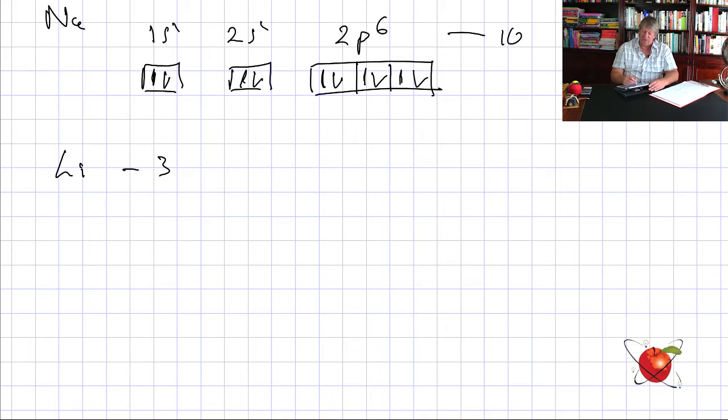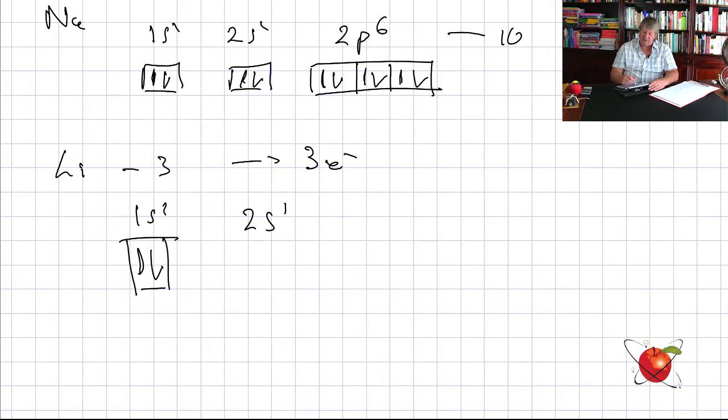So therefore, we need 3 electrons. So what do we do? We go 1s2. Let's fill this up first, like that. The next one, we go to 2s, but we can only put 1, because we've only got 3, which means, now, there's two ways of looking at this.